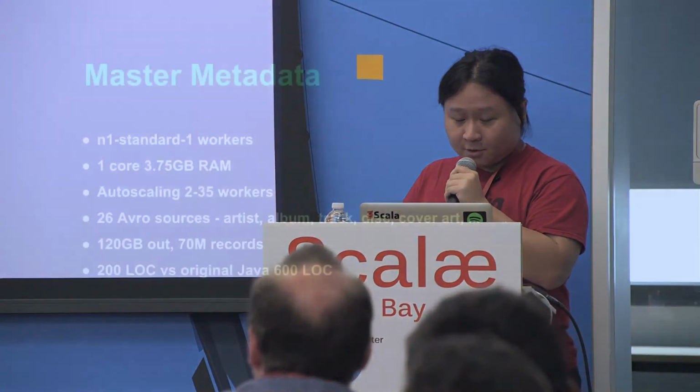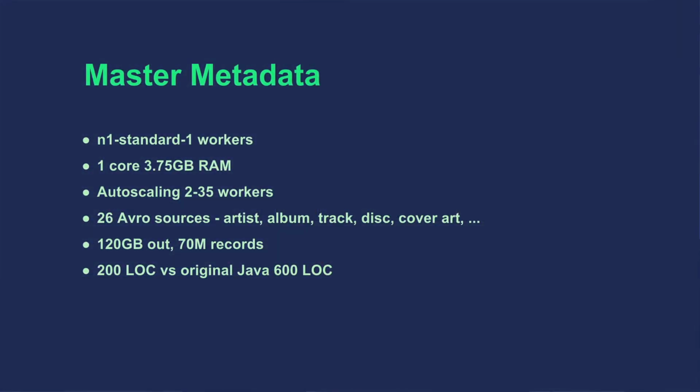And yeah, master metadata, that's the metadata I was using in my demo. That actually uses autoscaling, so the job might use from 2 to 35 workers at any time based on throughput. It joins 26 datasets from content providers, SQL dumps, XML dumps, and a lot of different sources. 70 million records, 120 gigs of data. The code is 200 lines of code, yeah. And it was ported from Java, so the original code was 600 or more.